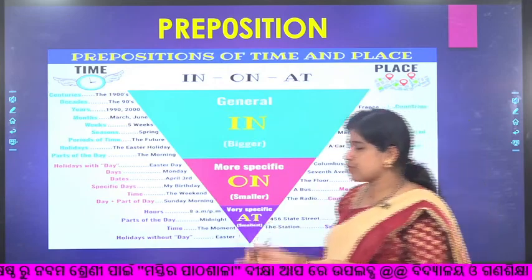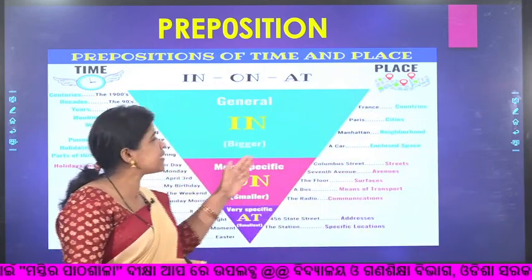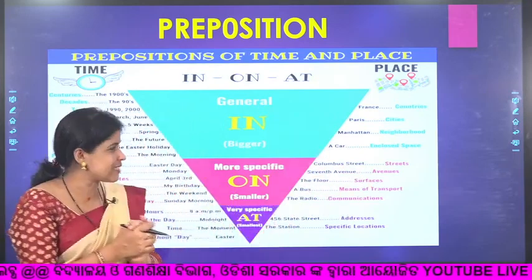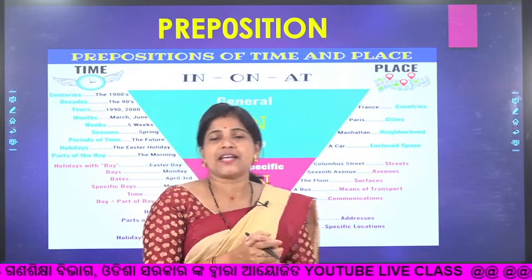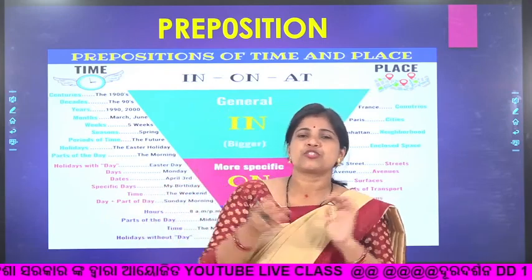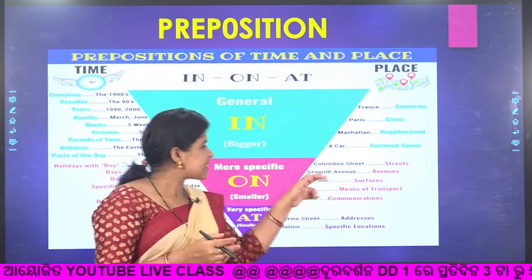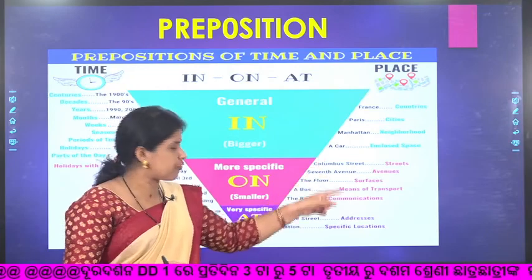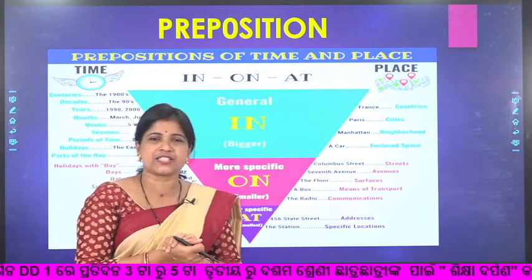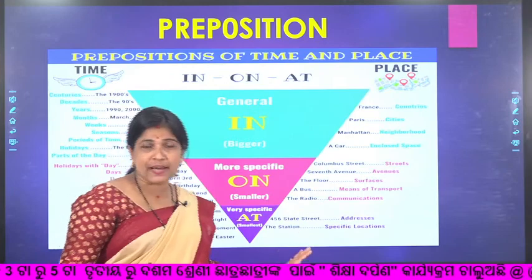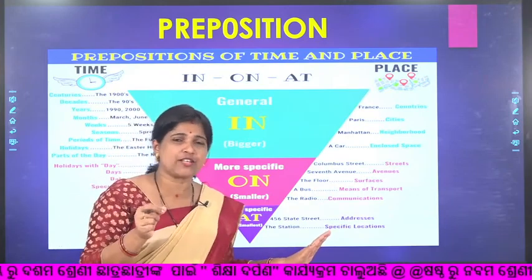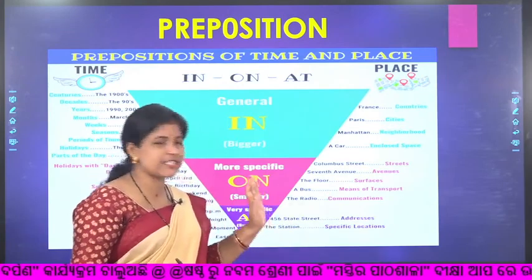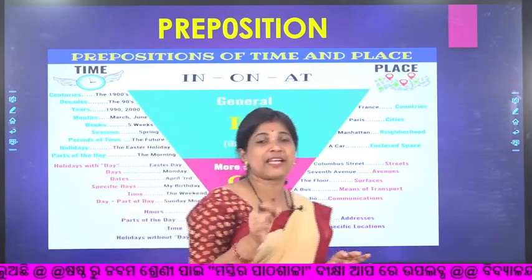So, examples: if we go for place, in is used for countries, for cities, for neighborhoods, for enclosed spaces, as you know, we say I live in Bhubaneswar. So in is used for a place. Then if the place is somehow more specific, for streets, avenues, surfaces, means of transport, for communications, we use on. And finally, when a particular address is given, we have to use at. So at is used for a specific location or a specific address.